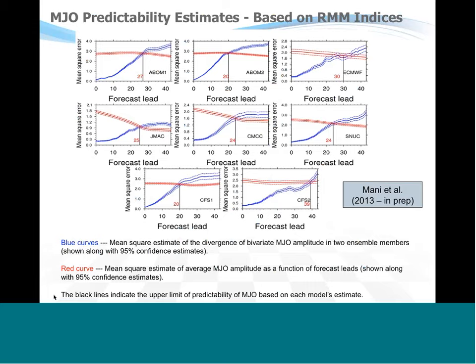This is work done by Nina Mani. She was a graduate student actually with Goswami and has come here, like I said, about 9 months ago, and this is in preparation. So these are measures of MJO predictability from each of the models. And what's shown in any given panel, the red line going across the top is just a measure of the variability associated with the MJO in terms of the RMM indices.